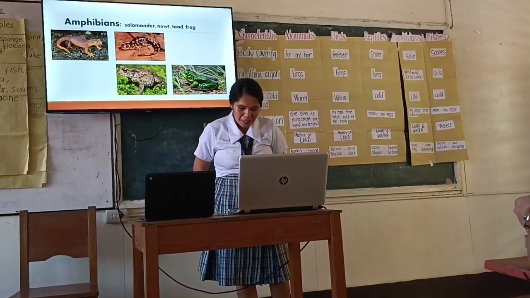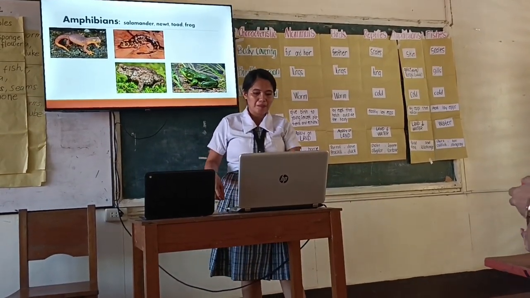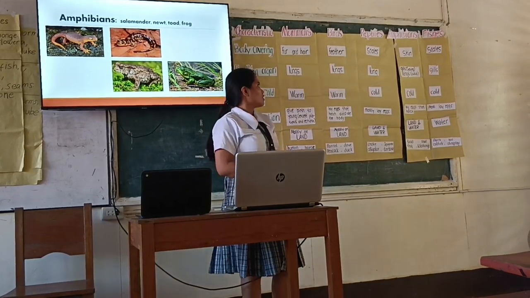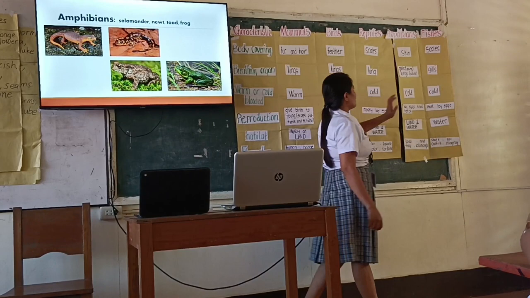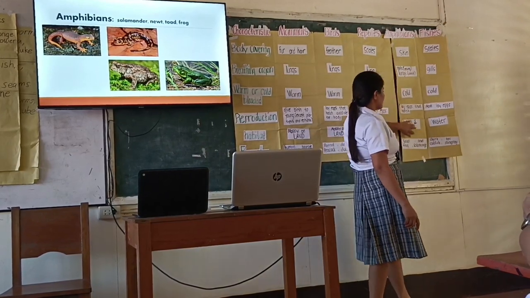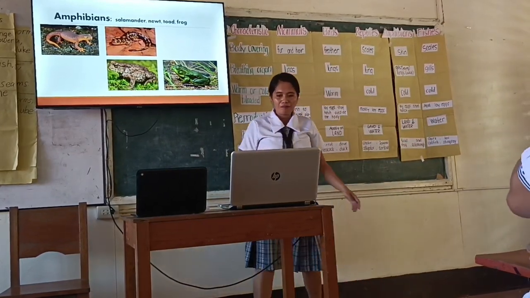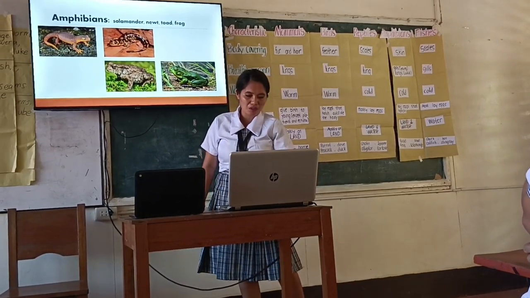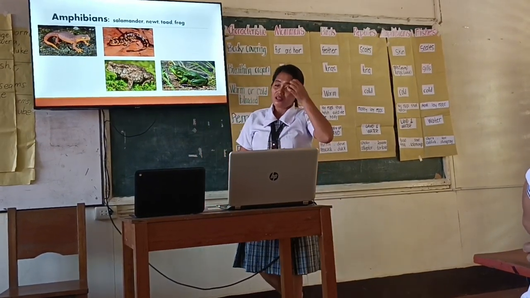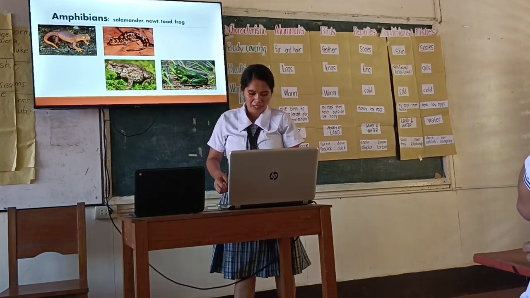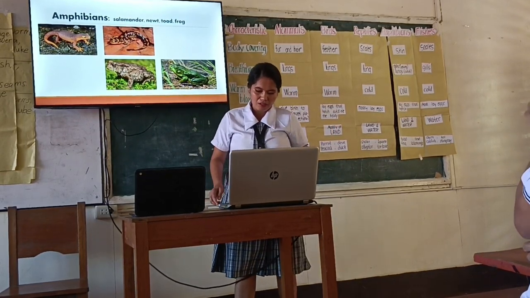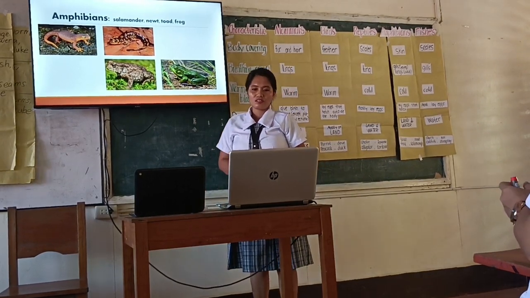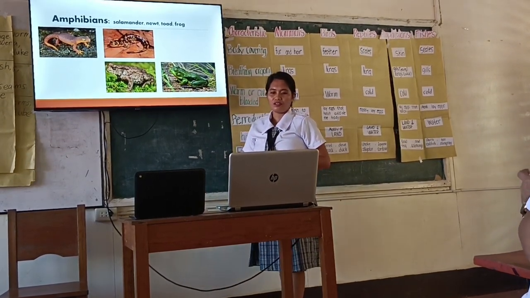And pedicellate teeth. Amphibian skin has various functions. First, it serves them for respiration, and it serves as osmoregulation. Osmoregulation means the process by which the amounts of water and specific solutes within the body of an organism are regulated.